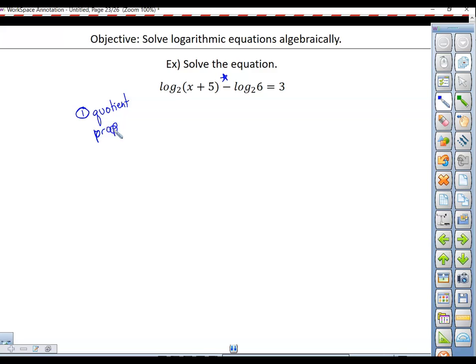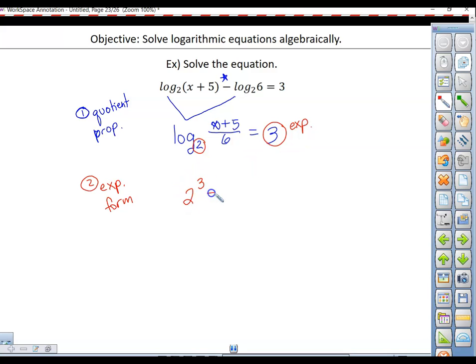So the quotient property of logarithms we've learned says we can rewrite this difference as a new logarithm of base 2, but the new argument will have to be the quotient or division of the original arguments. And remember, it has to be the first argument divided by the second. So it becomes x plus 5 divided by 6, and that equals 3. Now what I have here is my single logarithm equals a number, and when I get this structure, that is when I use my exponential form. So this time I have a base 2 logarithm, and the number my logarithm is equal to, that's my exponent, and so I have 2 to the 3rd power must be equal to this argument value of x plus 5 over 6.